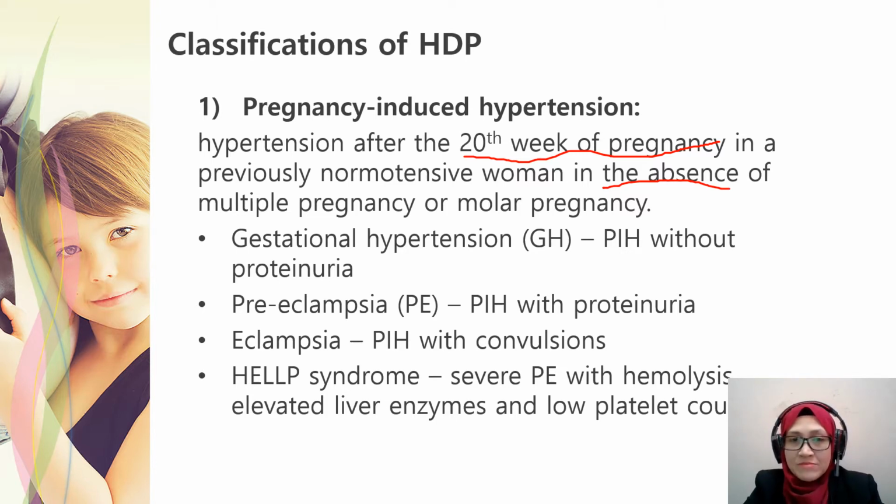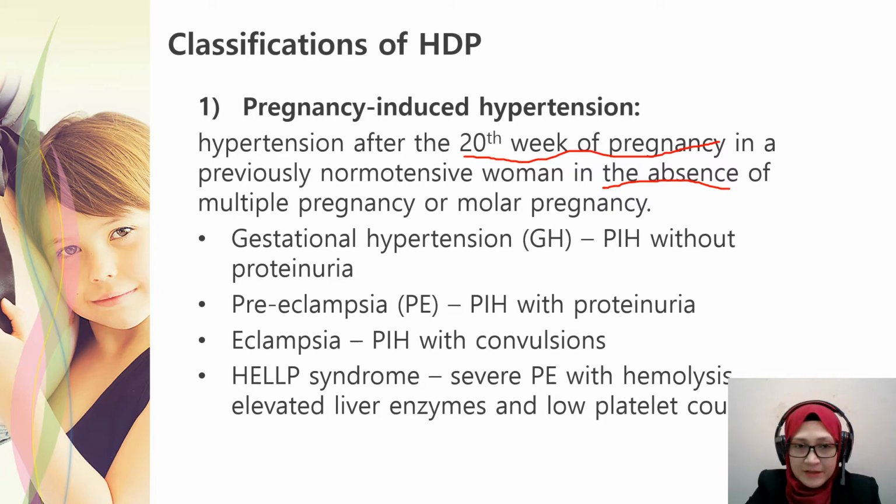pregnancy. So if the woman does not have hypertension before pregnancy or early on during pregnancy, but suddenly she has an increase in SBP or DBP, or the reading on 2 occasions is more than 140/90, starting from the 20th week of pregnancy and above, she can be defined to have pregnancy-induced hypertension.